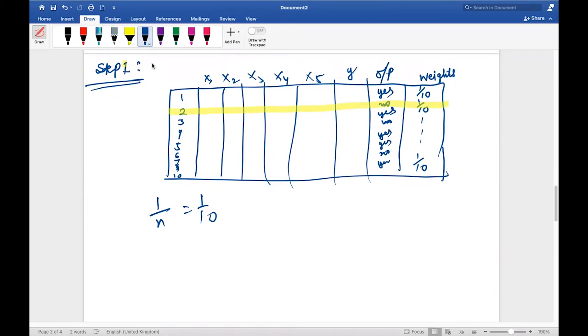So let me use this color. Equal weight. So I'm assigning equal weight, and that is very easy. You can just divide 1 by n so that if you add all of them, it will be equal to 1. Yes or no?